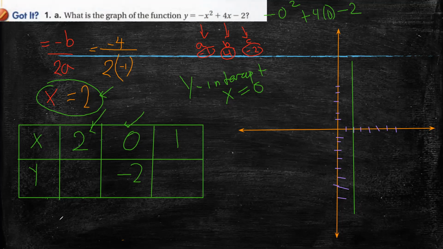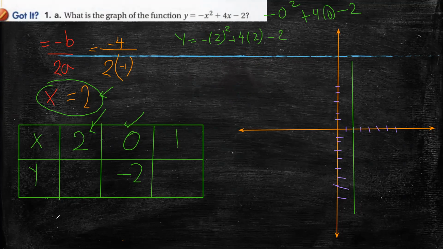Then at point 0, you put c. If there's no c, put 0. It comes like 0, 0. Now come back to point 2. Y equals, instead of x, negative 2 squared plus 4 times 2 minus 2. Negative 4 plus 8 minus 2. Negative 4 plus 8 is 4, plus minus 2 is 2.